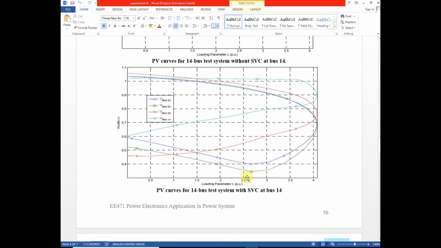But with the connection of SVC at bus number 14, you can see that in this blue line, as the loading is increasing, the voltage at bus number 14 remains constant up to the loading limit of 3.7 per unit. After that it reduces. But as compared to the remaining buses, the voltage at bus number 14 remains constant even at a high loading level. So this is the advantage of using the SVC.